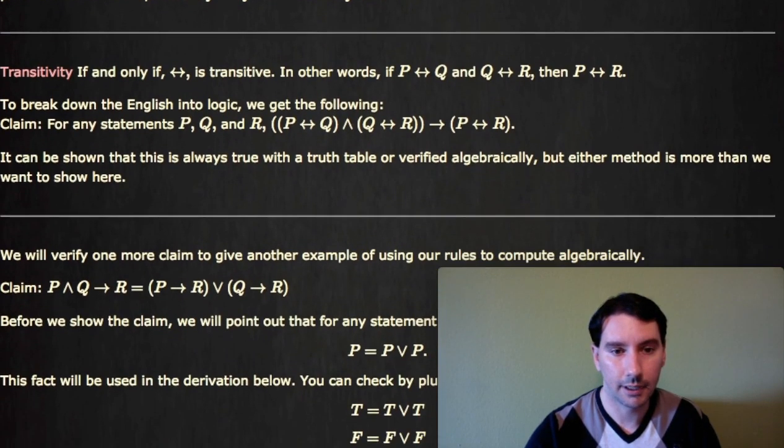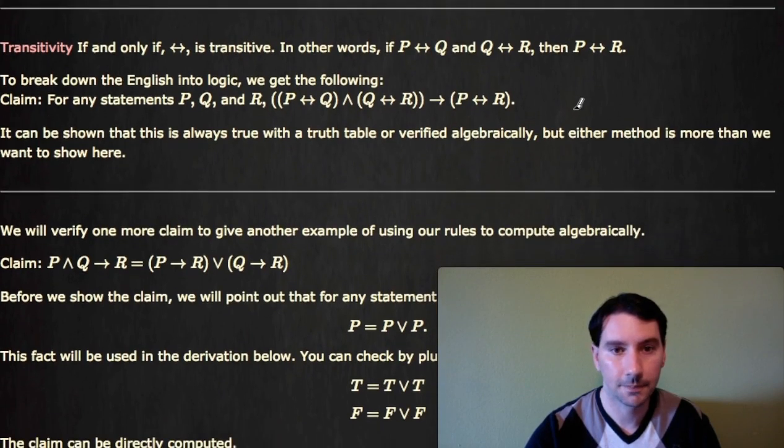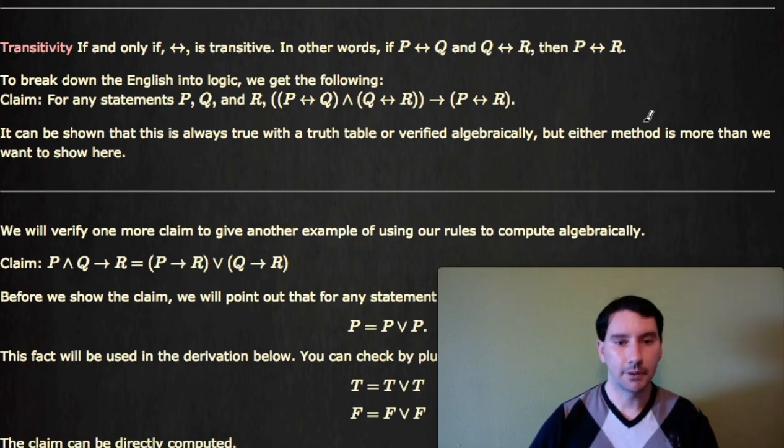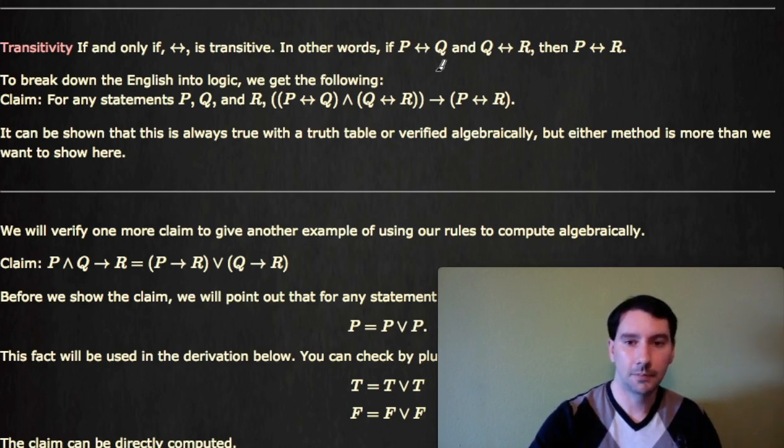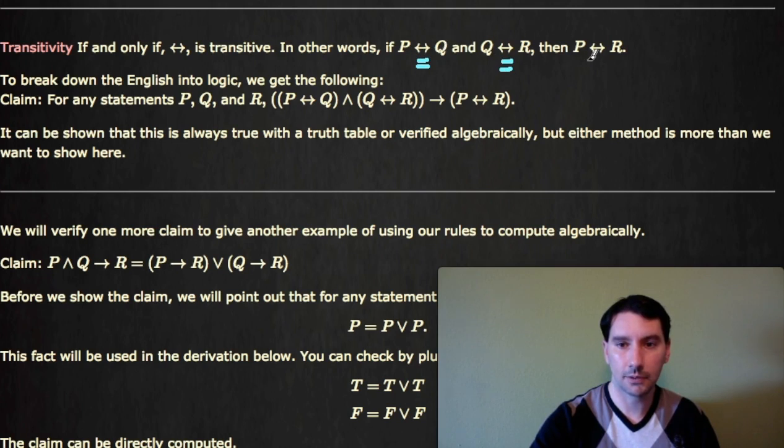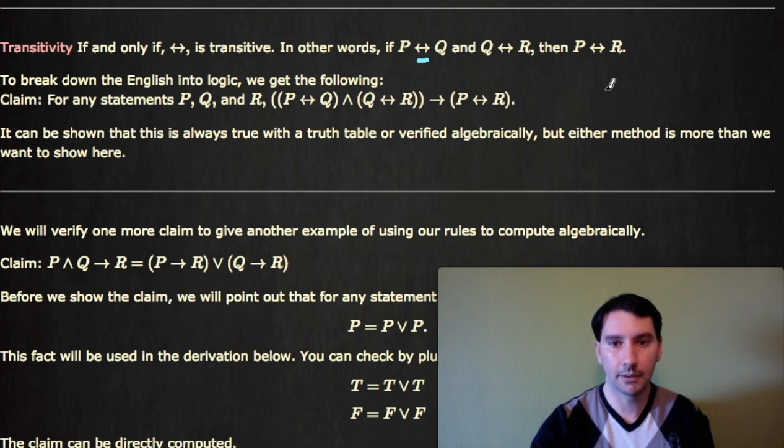Yes, so if and only if is transitive. It's another property of the if and only if operation. So if P if and only if Q, and Q if and only if R, then P if and only if R. You can kind of treat this as an equals. In fact, it is an equivalence relation. So if P equals Q and Q equals R, then P equals R. This is the picture you can have in the back of your mind.